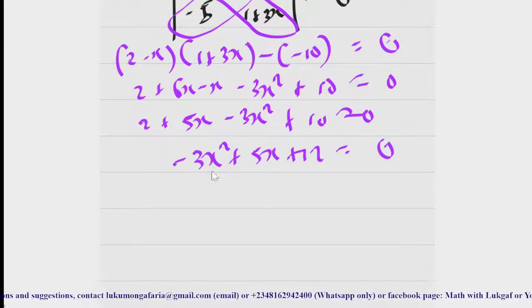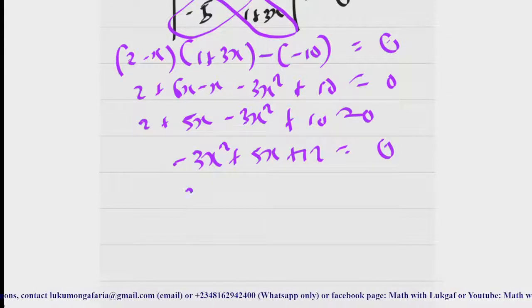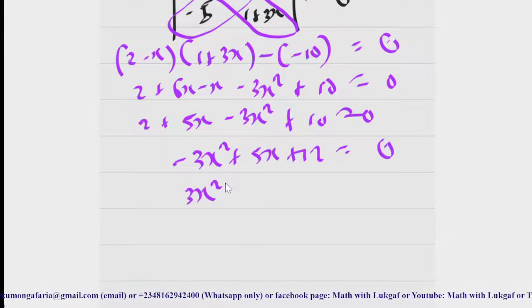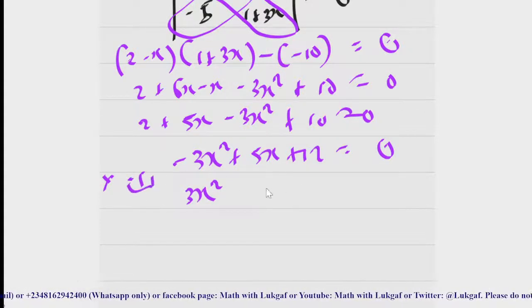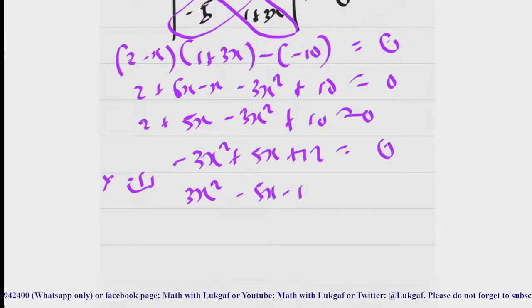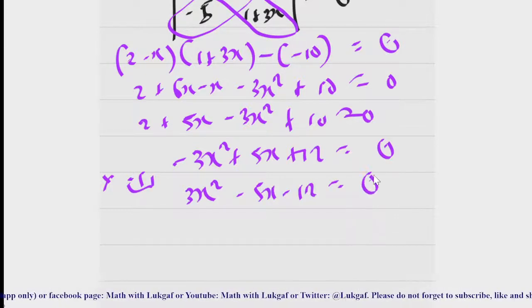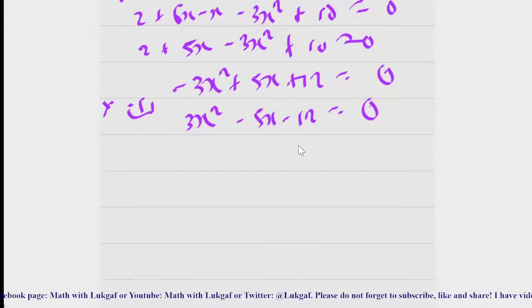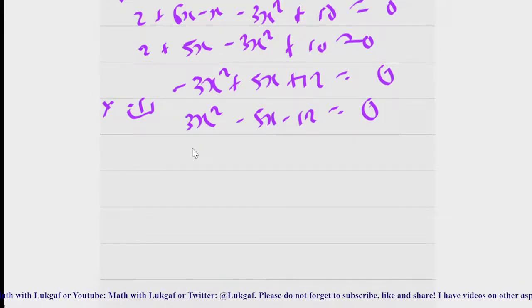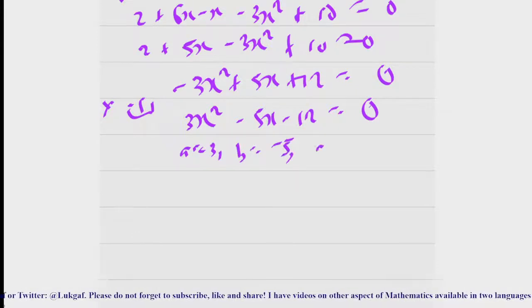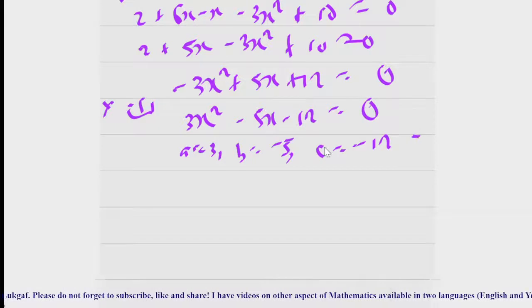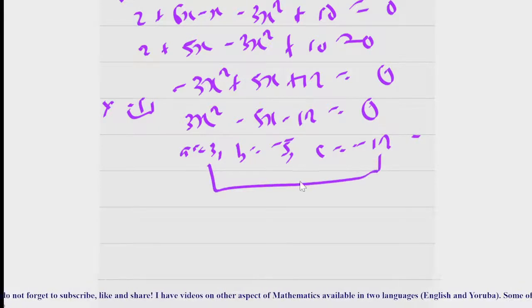If I were you, I could just multiply through by negative 1, then I'm going to have 3x squared minus 5x minus 12 is equal to 0. So it has led to a quadratic equation. And how do you solve that? Simply by the factorization method. Your a is 3, your b is minus 5, and your c is minus 12. So then you multiply a by c, that's minus 36.